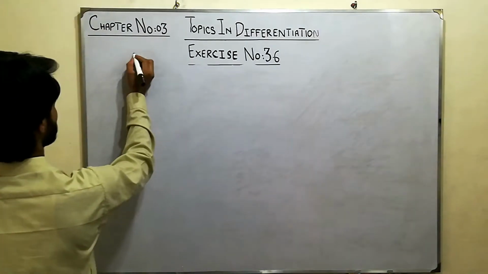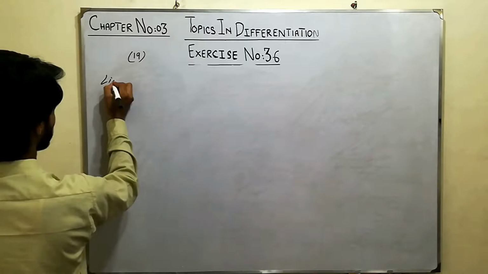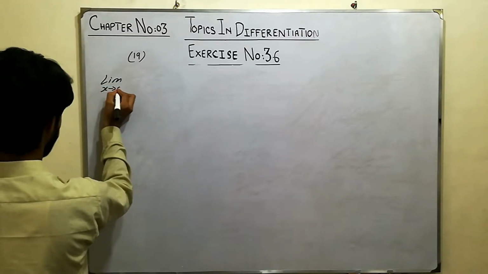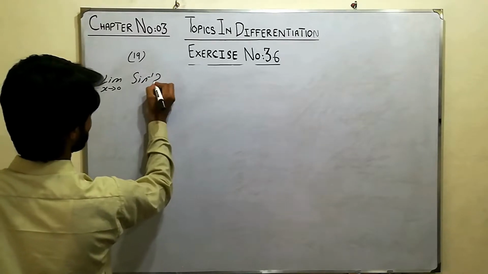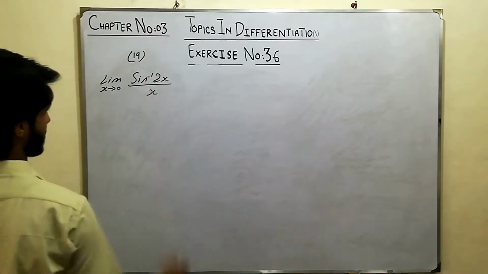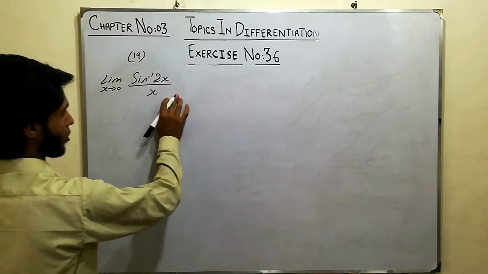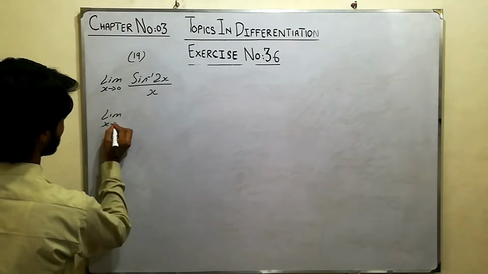So the next question is question number 90. Limit x approaches 0, sin inverse 2x divided by x. Now if we put in the limit, we have the form 0 by 0. We take the derivative, separately.